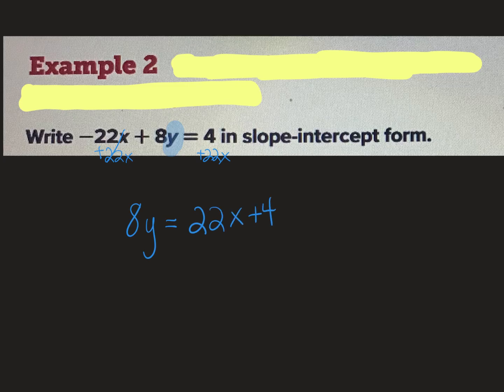And then is my y alone? No, it is not. It has 8 with it, so I'm going to divide everything by 8.